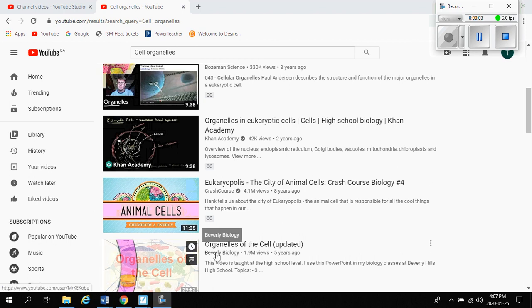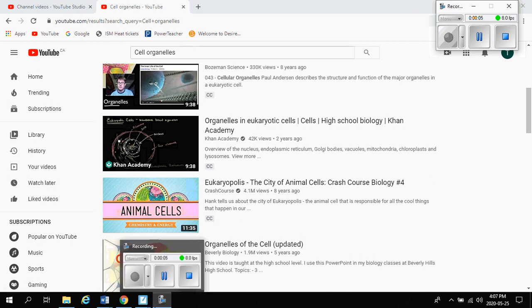Hey, Science 10s. This is Biology Lesson 2, so looking at cells and cell organelles. It's midway through your booklet. There's a couple really big diagrams in there, so we're going to be looking at those.